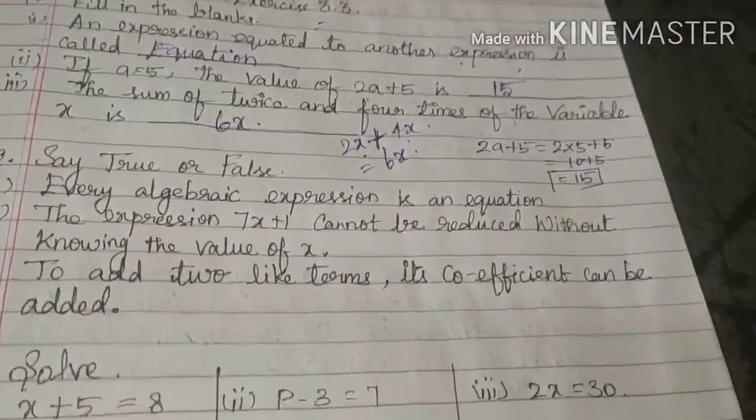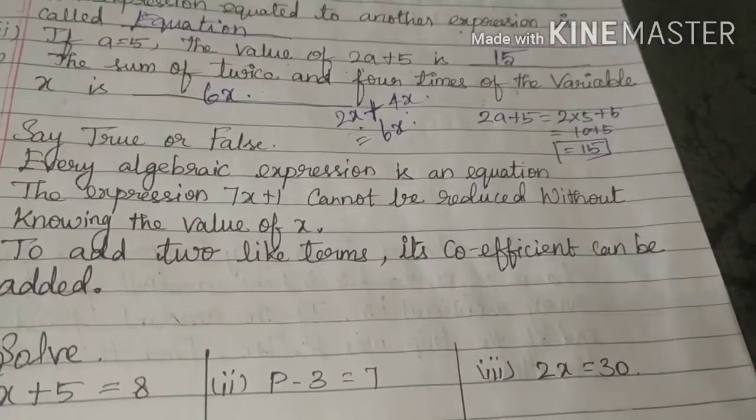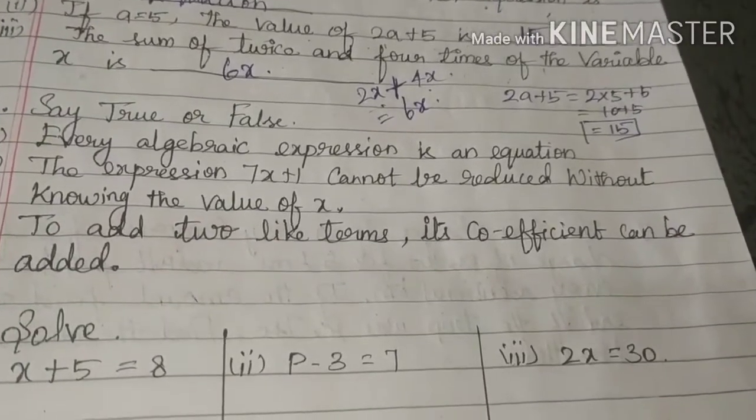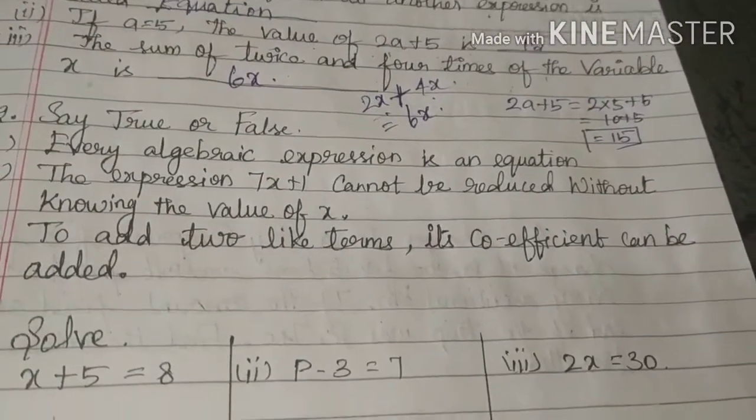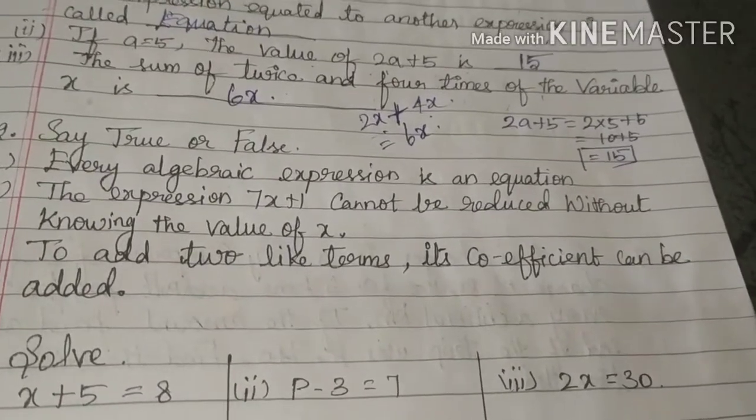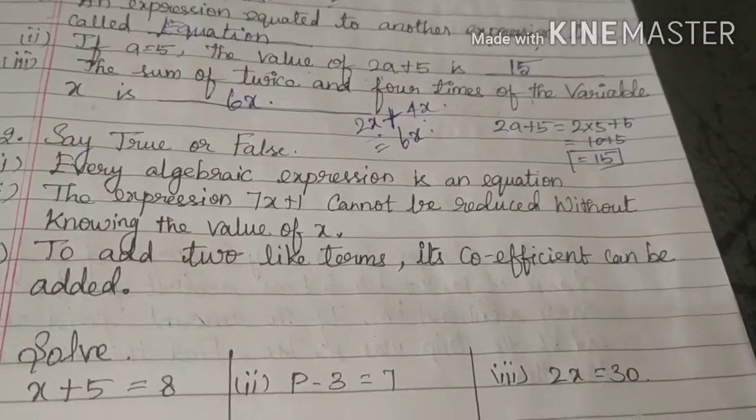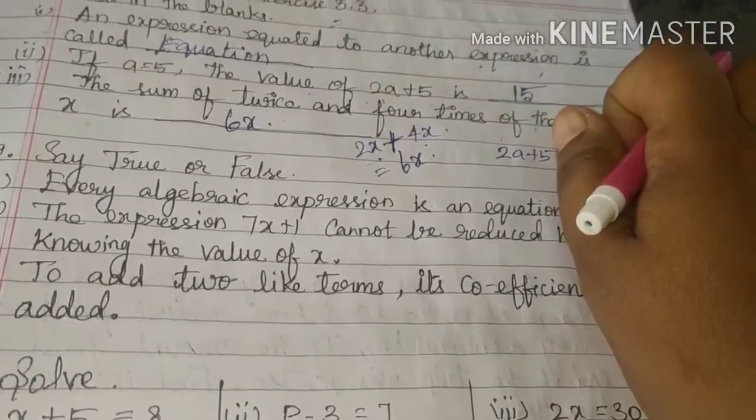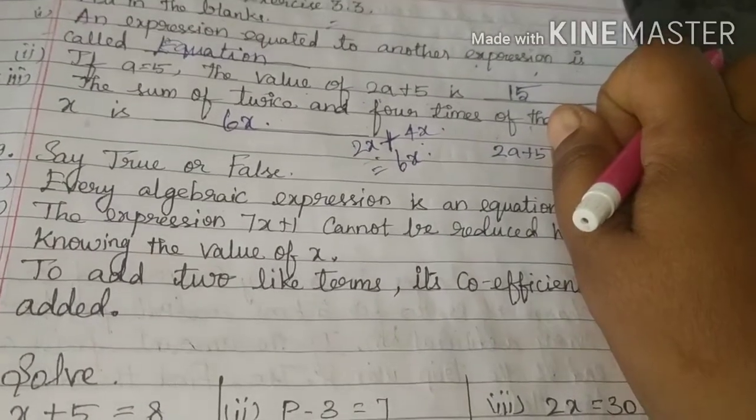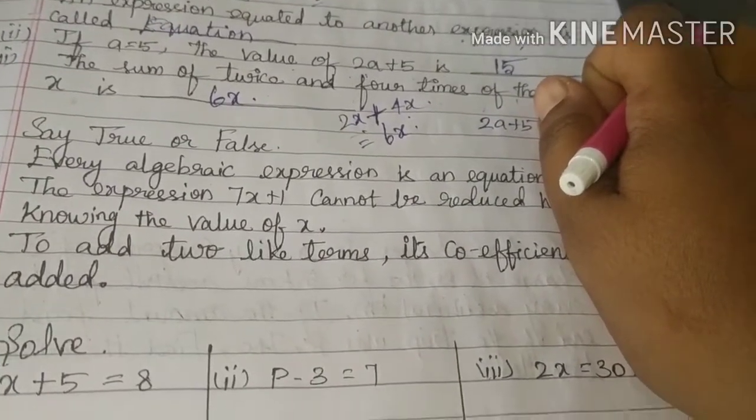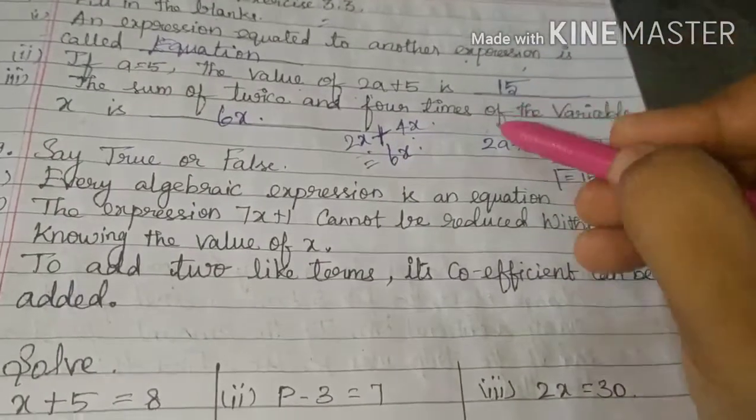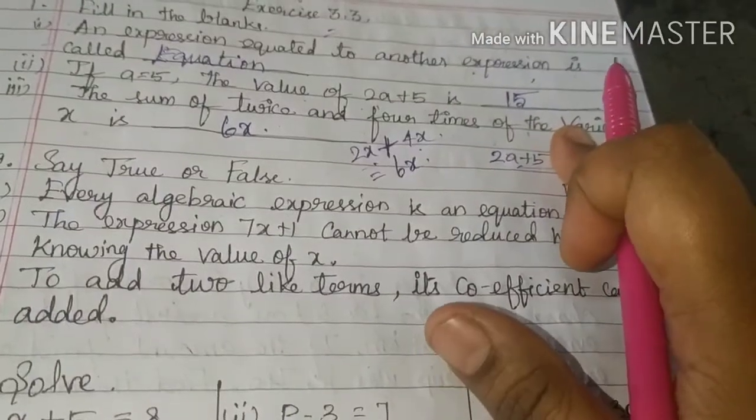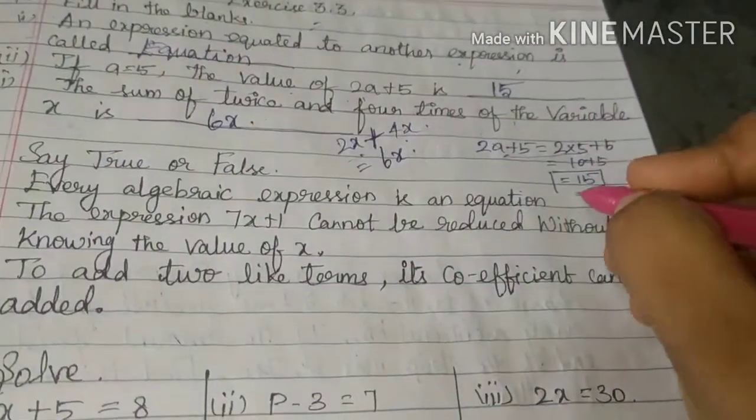Okay, so next is say true or false. Listen carefully. Every one is a very important question. If you understand the concept, you can be very clear in this true or false. Every algebraic expression is an equation. That is your question here. Listen, children, this is one algebraic expression, but only if there is an equal to sign is it an equation. So both together make an equation, and this alone is an expression. So not every expression becomes an equation. So it is false.